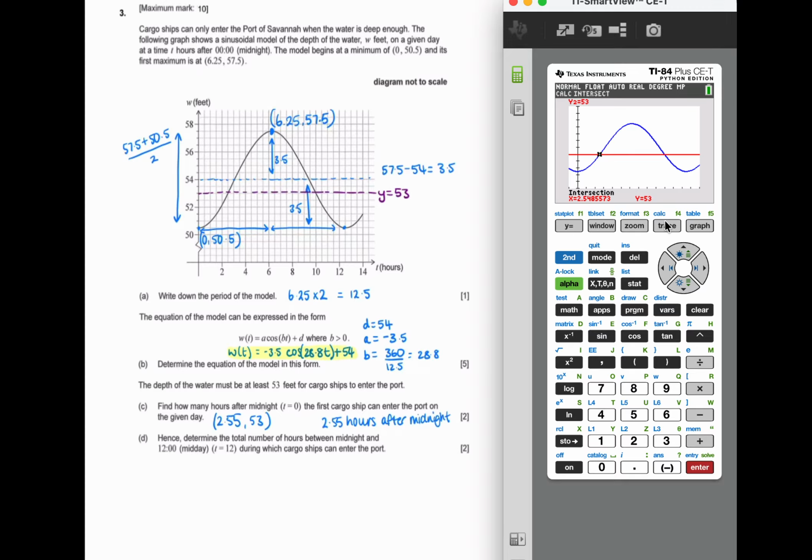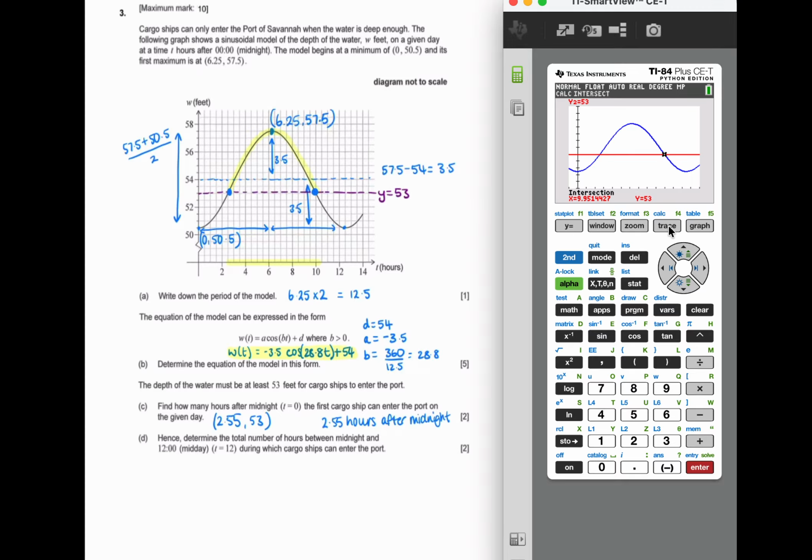And then it says, hence determine the total number of hours between midnight and midday the following time when they can enter the port. So this is where you want the whole section that we have shaded in yellow here. So all of that time there is where they can enter. And we're going to need to find the intersections at both of those 2 points. So we've got the first intersection. We're now going to look through to find the second intersection, which is on the other side of this curve. And we can see that is 9.95.